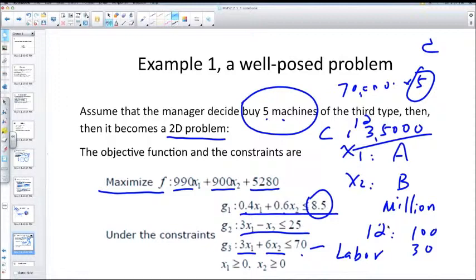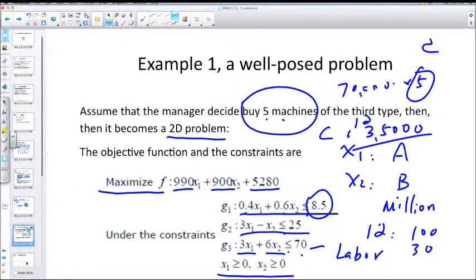Now, compare with what we learned in the last lesson. Those were all equations. Here, none of them are equations. As long as you don't exceed those resources, you're fine. And of course, the number of machines must be positive. That's another 2 constraints.